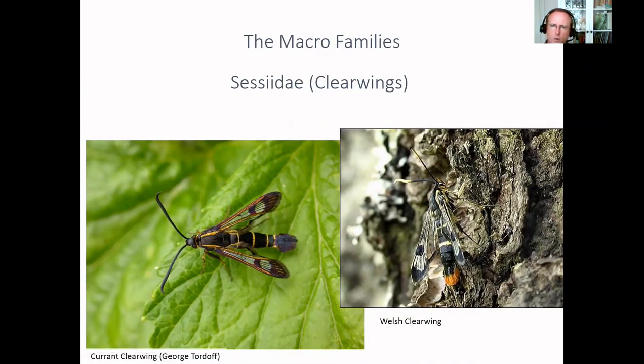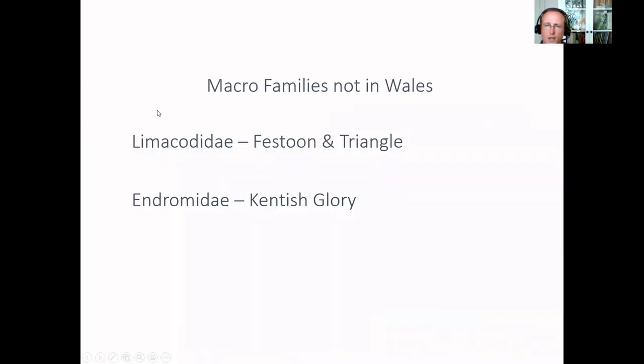The next macro family, the clearwings, nothing really you can mistake a clearwing for within the moth world. Obviously, you could confuse them for wasps. There's about 20 odd species, and pretty unmistakable and a fantastic group. The next couple of families, we have no Welsh examples. The Limacodidae, festoon and triangle, there's always the outside possibility that they're hiding in some dark corner of Wales. But again, county recorder would be really interested, get a good photo and you never know. Kentish glory, I would imagine that's unlikely to be overlooked. It's a fantastic species and it's now pretty much confined to Scotland. It's possible. It's an unmistakable species at least.